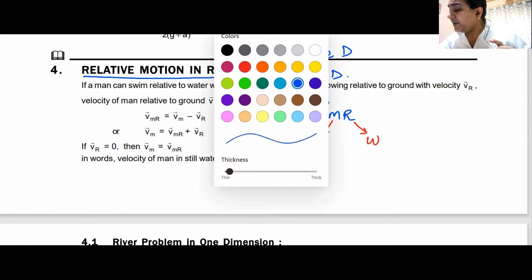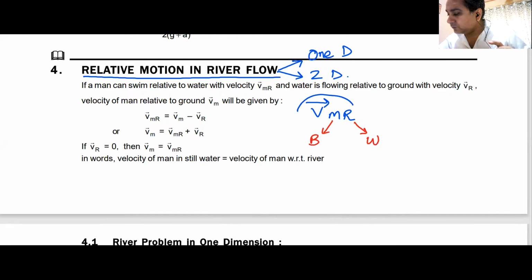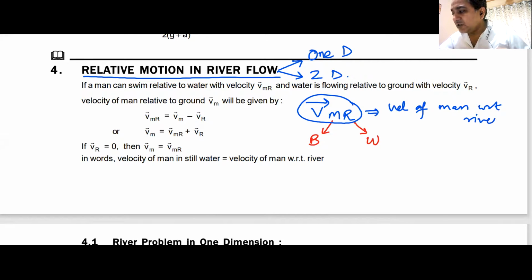What would VMR mean? Anyone? It would mean velocity of man with respect to river. Instead of a man, this could be a boat. So this will become VBR, velocity of boat with respect to river. Instead of calling it river, I can call it water: velocity of man with respect to water and velocity of boat with respect to water. Do we understand this? Can I have some response that we understand this?